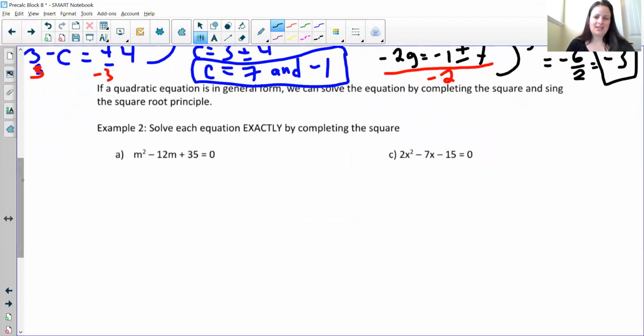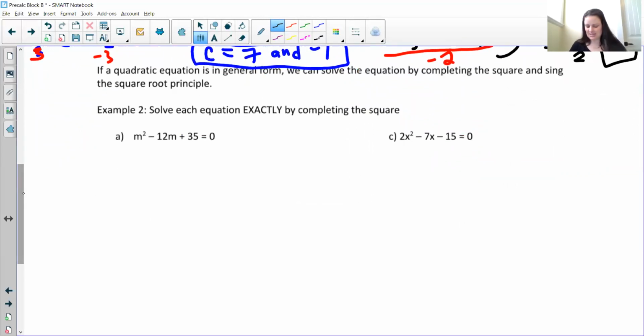All right. So that's if just one of your terms has a variable in it. Now we're going to look at putting what we just learned together with completing the square.